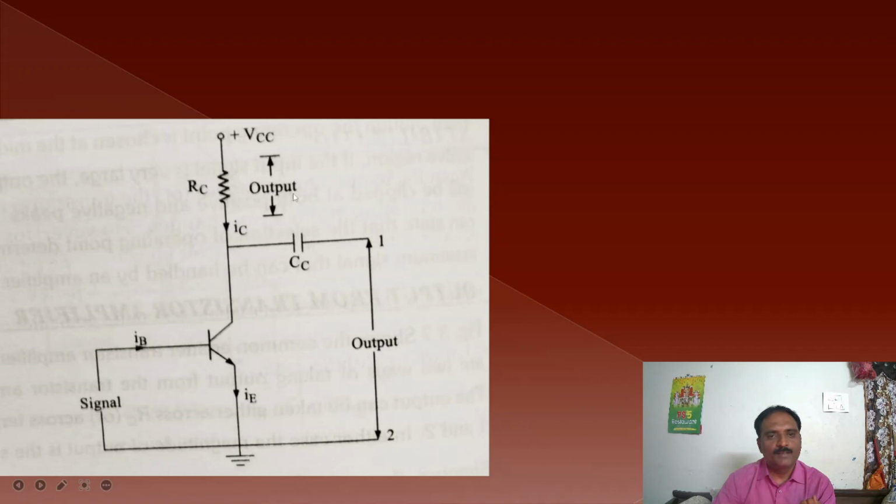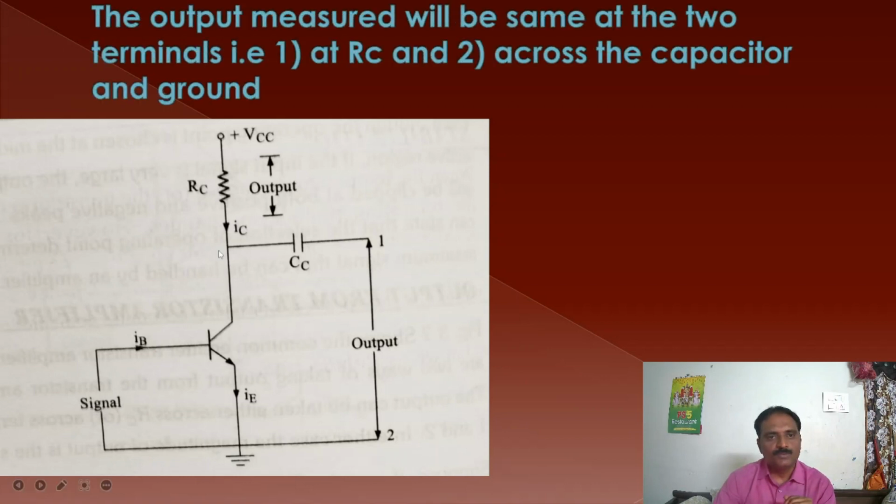Now let us see how these two values are going to be the same. Means if you measure the output at this RC, and at the same time measure the voltage at the 1 and 2 terminals, how are these values going to be the same? Let me explain. First, if you consider the output across this particular resistance RC, IC is the current passing through it and RC is the resistance value. So the output at RC is going to be equal to IC multiplied by RC.